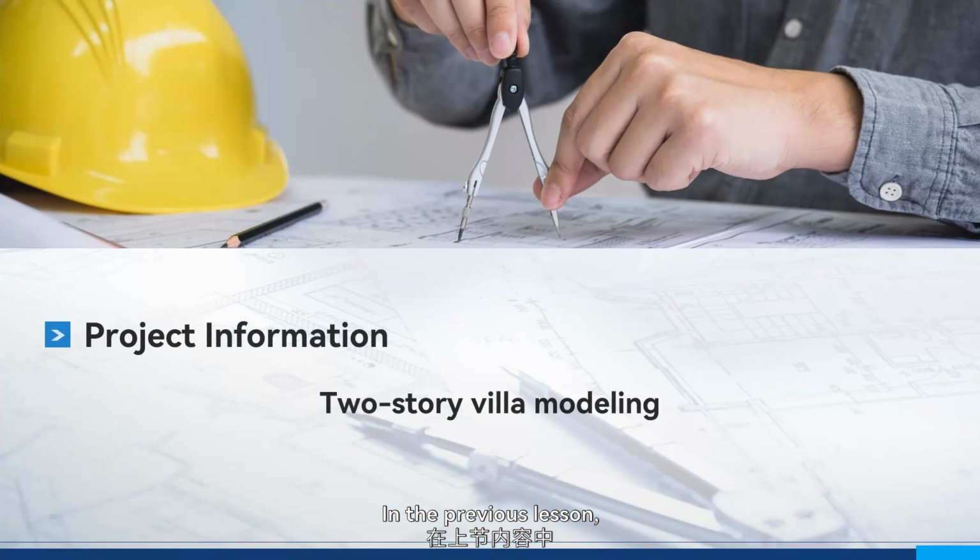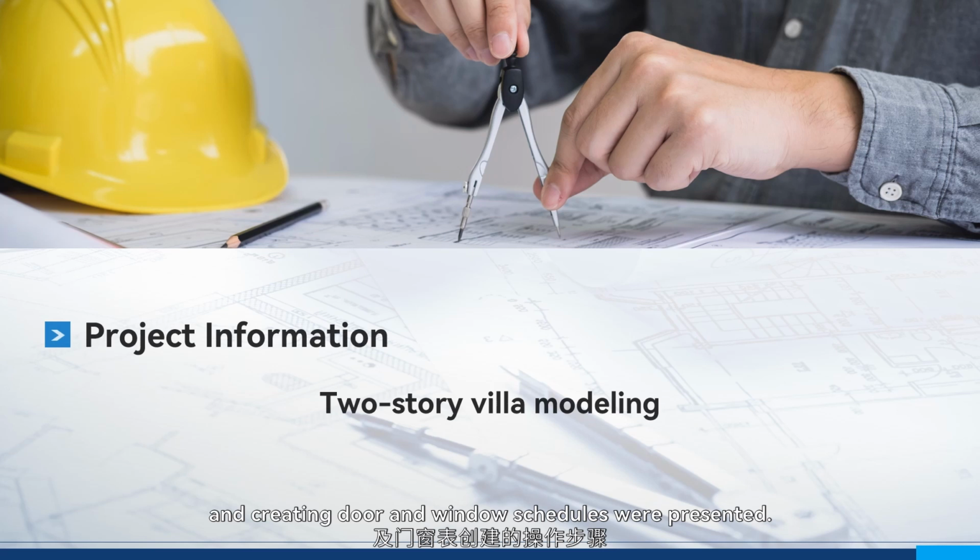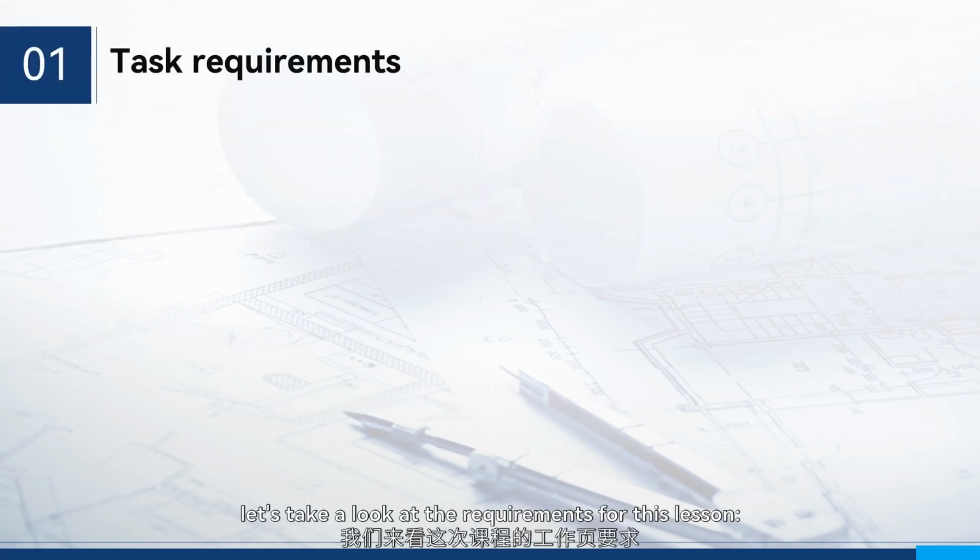In the previous lesson, the operation steps for drawing ramps, tagging doors and windows, and creating door and window schedules were presented. In this lesson, I'm going to present you the operation steps for dimensions, elevation annotations, and sheets, and show you what the model looks like. First of all, let's take a look at the requirements for this lesson.